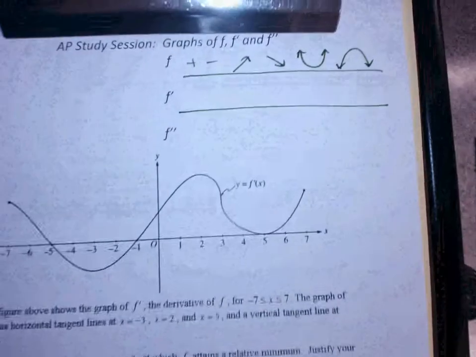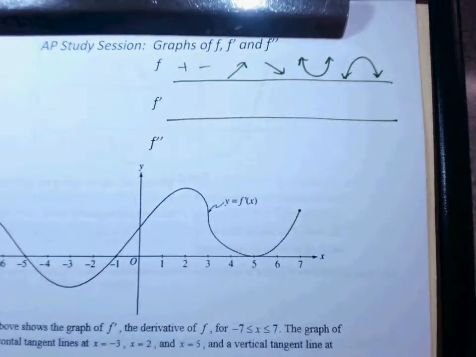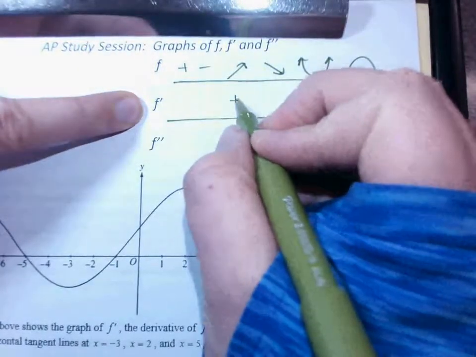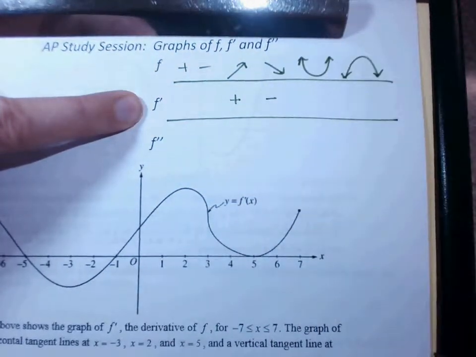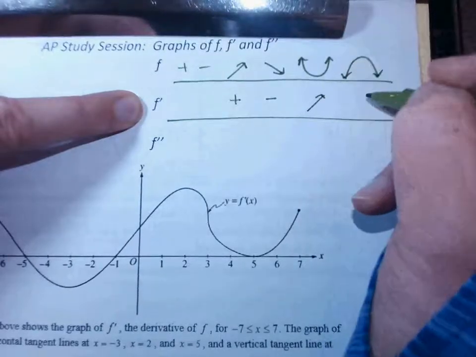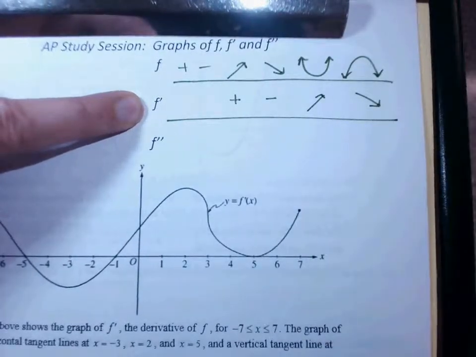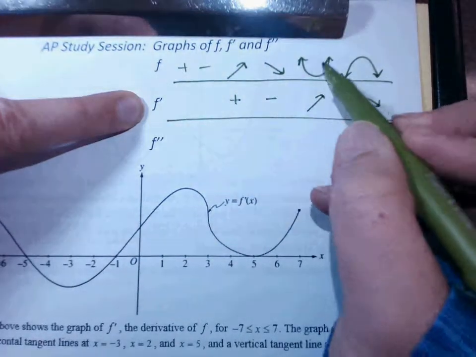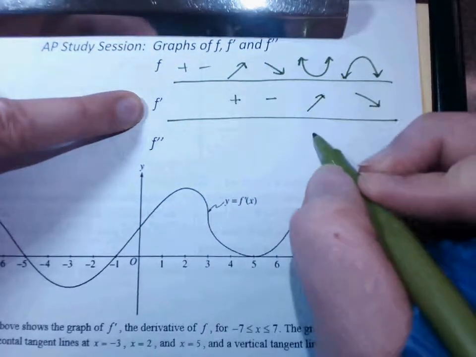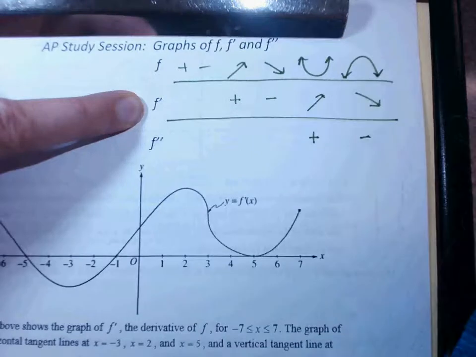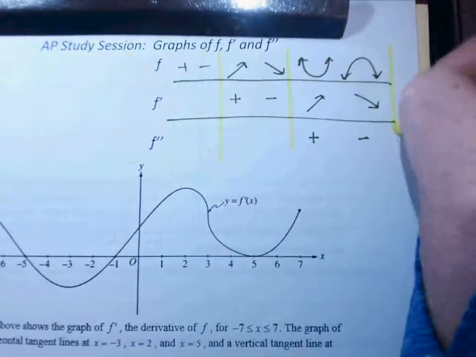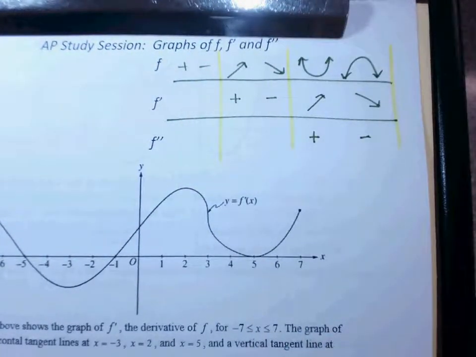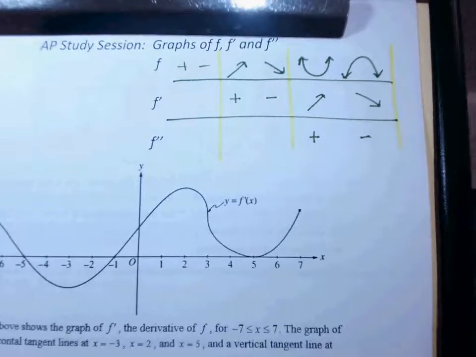Remember that if F is increasing, then F prime is positive. If F is decreasing, that one's negative. And then if F is concave up, then F double prime is positive; concave down, it's negative. The usefulness of the chart is that it gives you the relationship between F prime and F double prime, depending on what you're looking for.